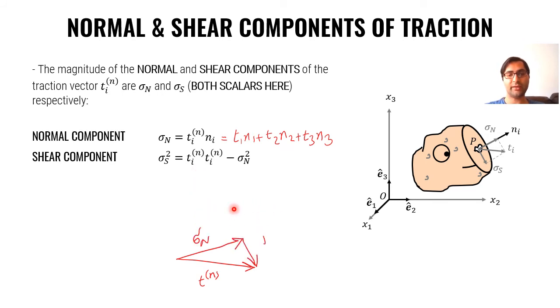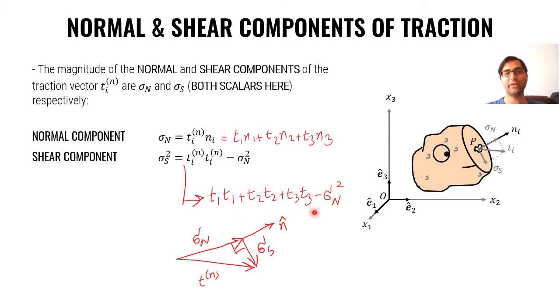If this is the trigonometric relation, sigma n and sigma s are components of the traction vector T. So basically sigma s becomes the square root of the norm of T to the power of 2 minus sigma n to the power of 2. And expanding the equation, we get T1 T1 plus T2 T2 plus T3 T3 minus sigma n squared.